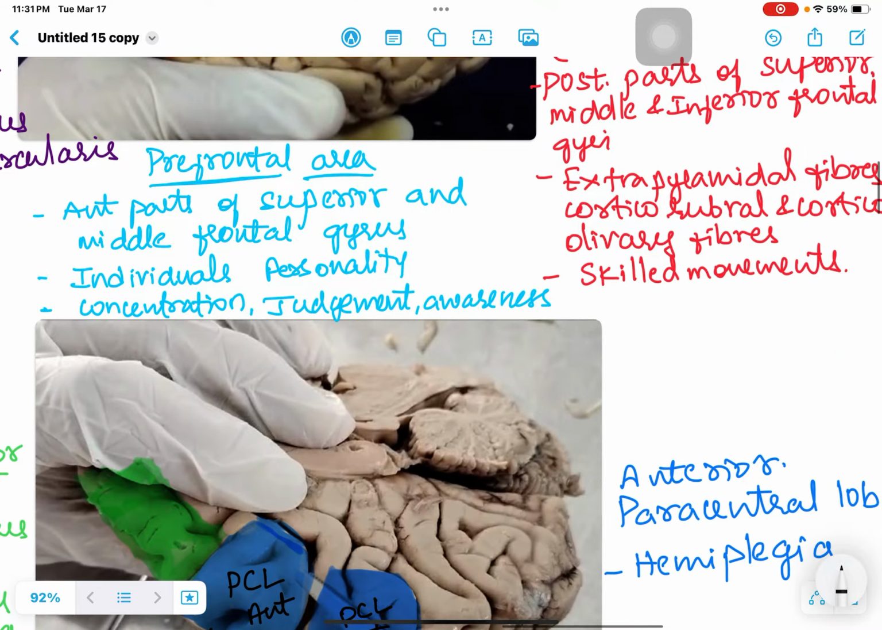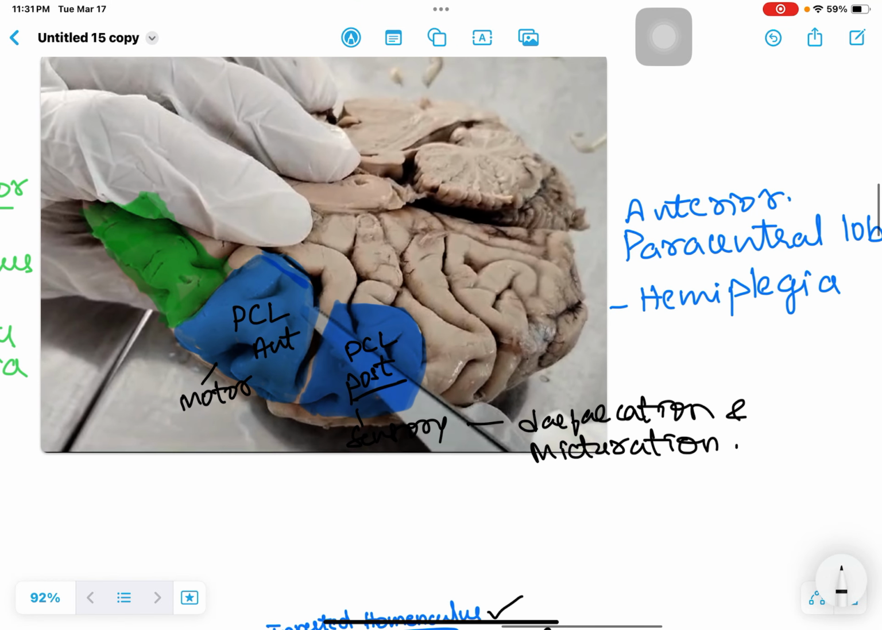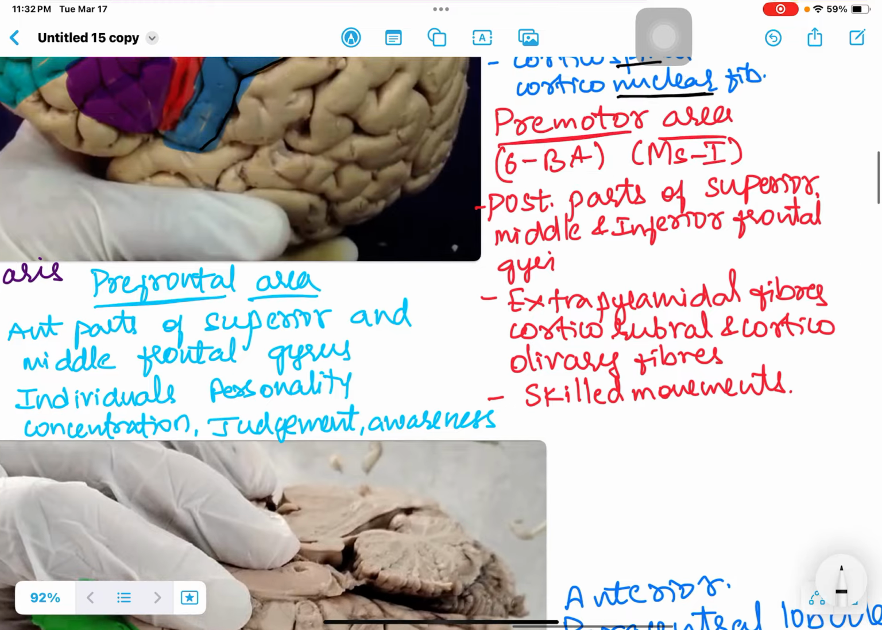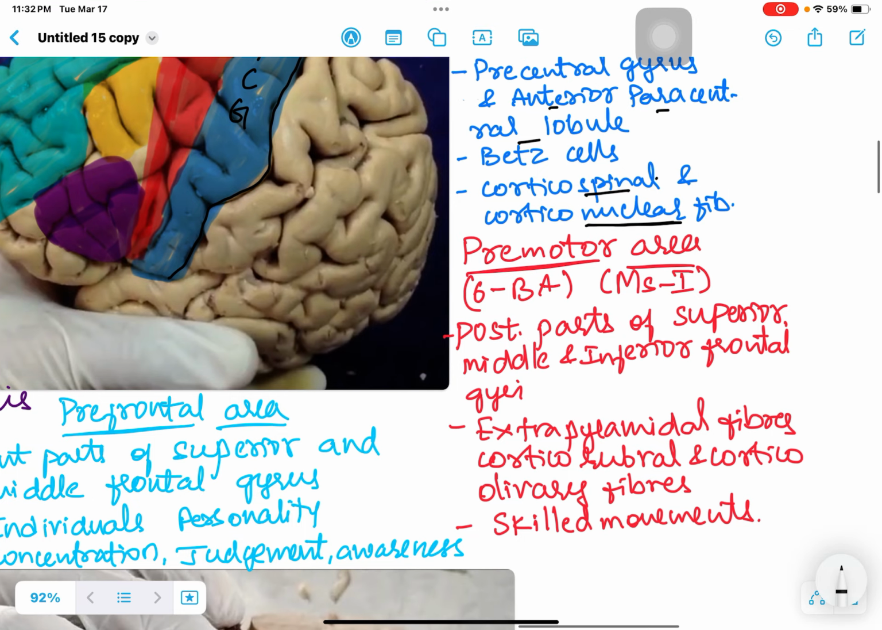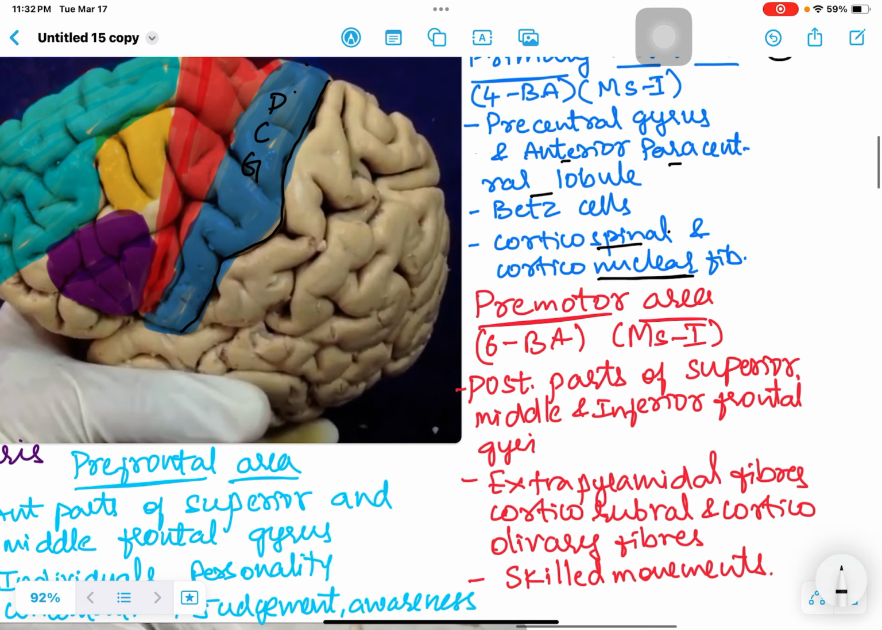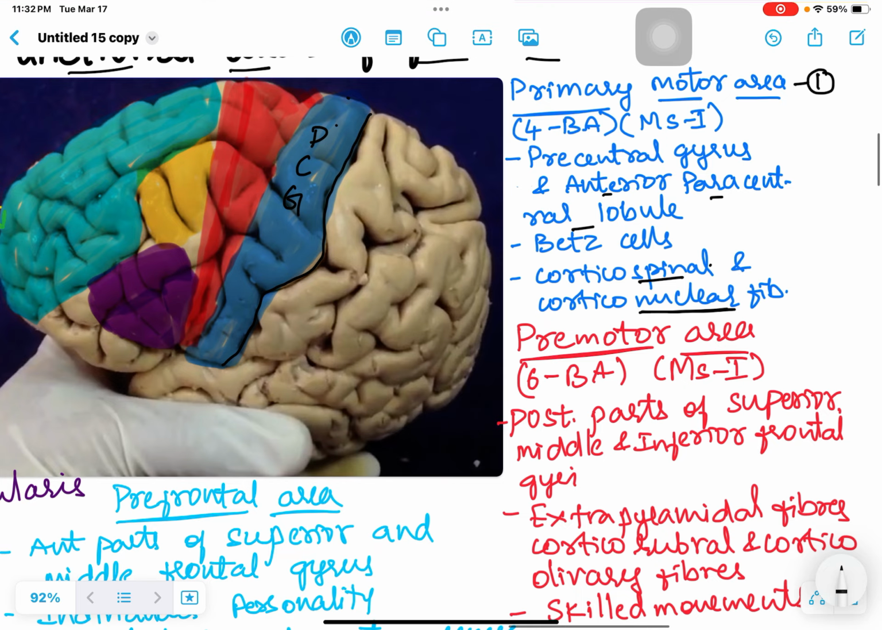When there is damage to this area, it leads to hemiplegia, that is, paralysis of the opposite half of the body. The opposite half of the body does not function. That is called paralysis or hemiplegia. Then comes the premotor area.